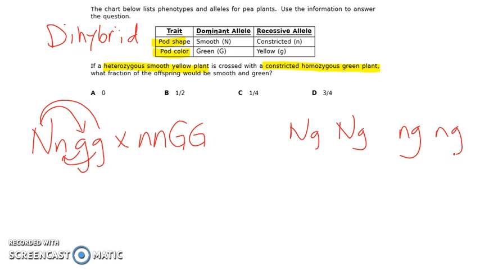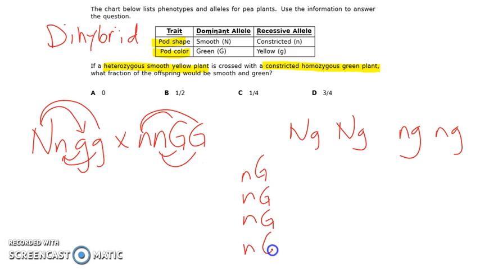Now, the other parent, we have our first N to our first G, small n, big G. Outside to outside, small n, big G. Inside to inside, small n, big G. And last to last. So we notice that all four of the options here are a small n and a capital G, because that's the only thing that parent could donate. Okay, so let's fill out the rest of our dihybrid cross on the inside now.